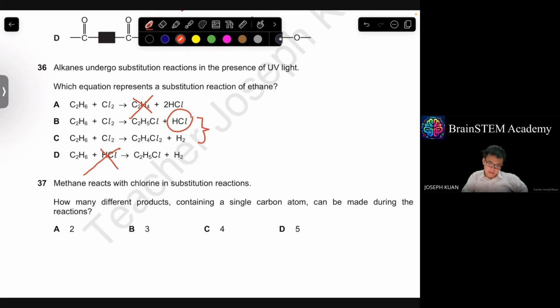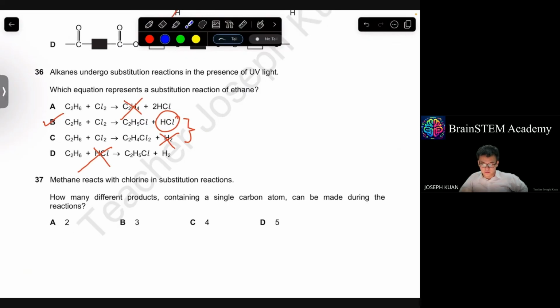Then the byproduct must be a hydrogen halide, not hydrogen gas. Okay, it forms a haloalkane. It has a hydrogen halide as a byproduct, and then it reacts with halogens. That's substitution in a nutshell.